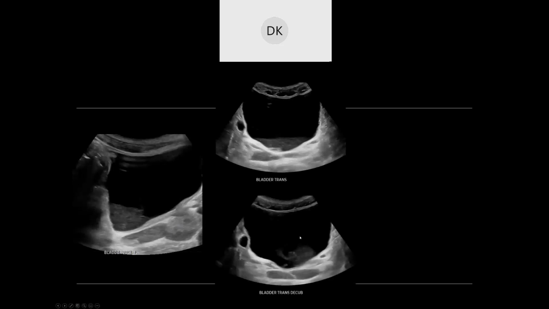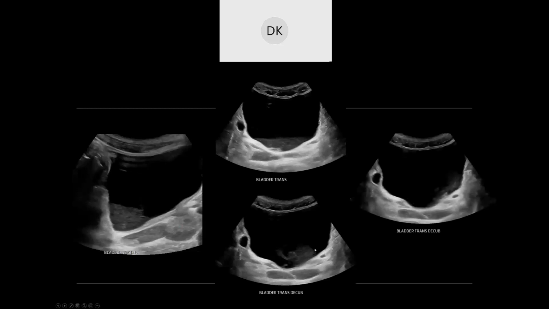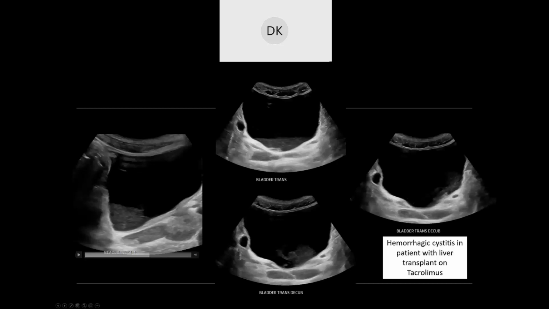When we put the patient in decubitus, though, look at how it looks a bit more mass-like. However, when we turn them the other way, it then kind of spills out, but still almost adheres to itself. So this is kind of a typical appearance for a clot mixed with some debris. So this patient actually had hemorrhagic cystitis. They had had a liver transplant and were on tacrolimus, which is an immunosuppressant, and the cystitis was thought to be secondary to that medication.